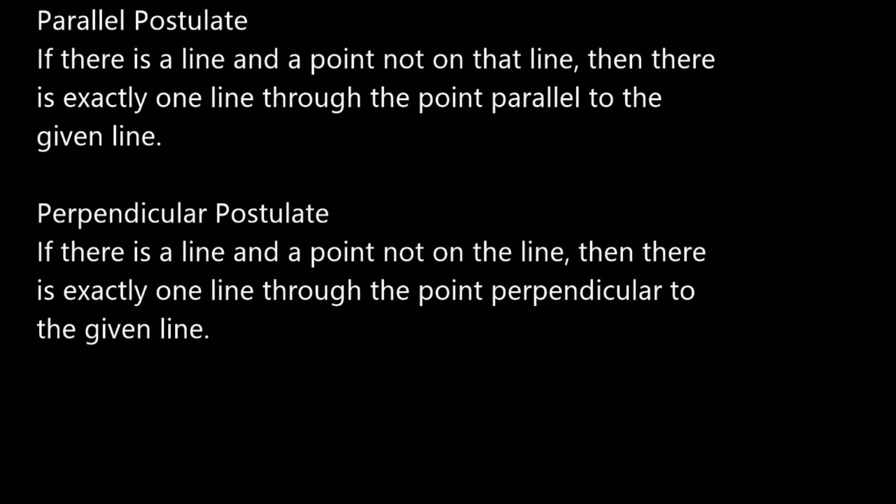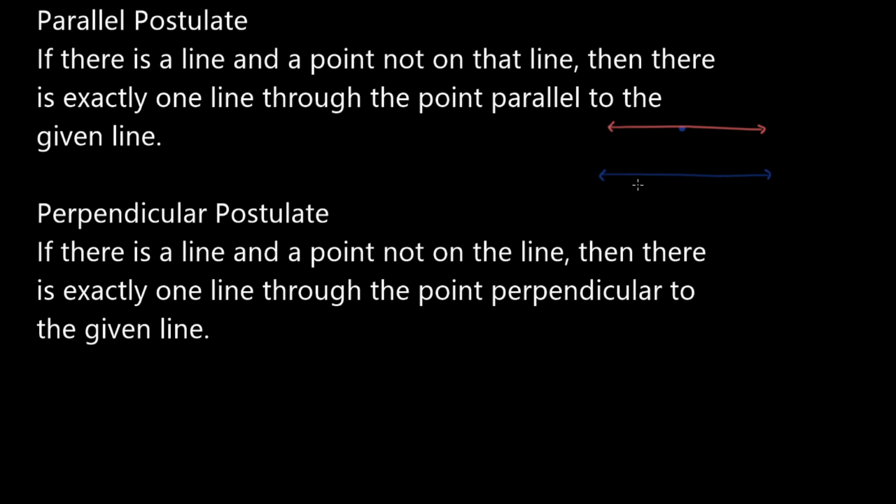The parallel postulate says that if there is a line and a point not on that line, then there's exactly one line through the point parallel to the given line. What I mean by that is probably best depicted with a diagram. If I have a line here, and I have a point that is not on that line, right here, my question is, how many lines exist that go through this point and are parallel to this line? And the answer is only one. There is only one line that goes through this point and is also parallel to this line.